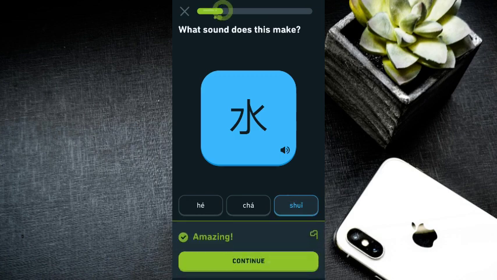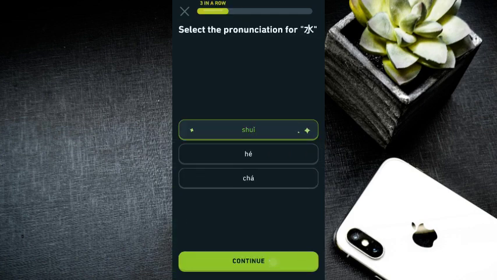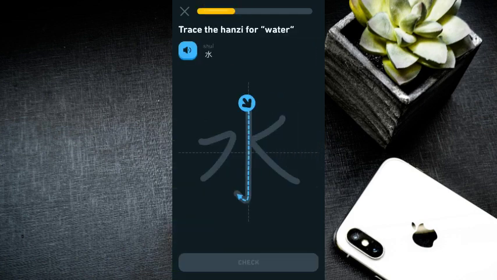Shui right here. Shui, water. And they're also going to teach you how to write it, of course, because you can't read that.